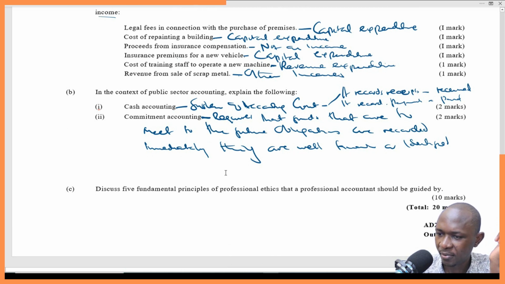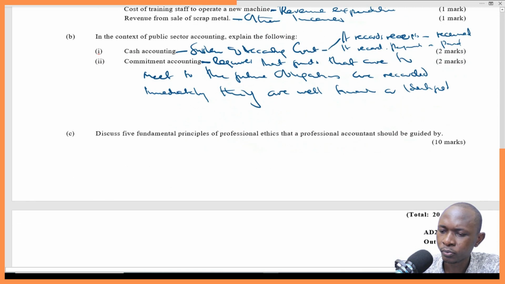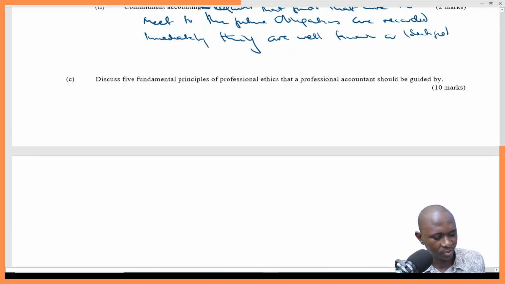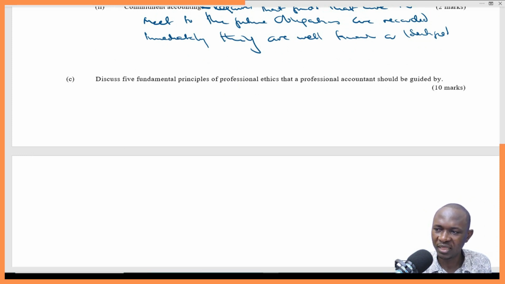Then we have the last part of this question. Discuss five fundamental principles of professional ethics that a professional accountant should be guided by. Fundamental principles of professional ethics that an accountant should be guided by.